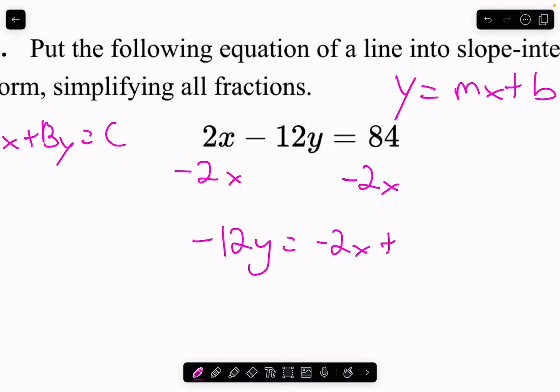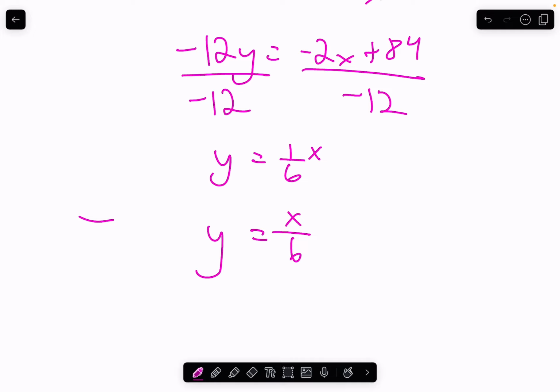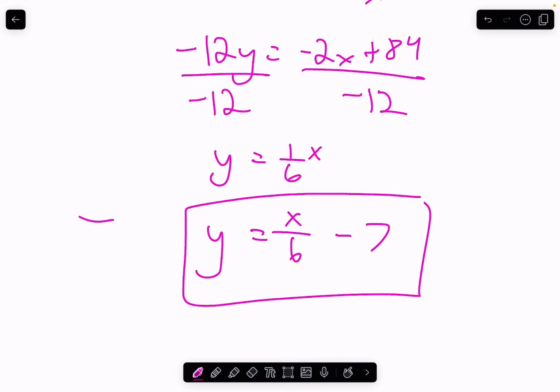So negative 2 divided by negative 12 is going to be positive 1/6. So 1/6 x. You also could write that as x over 6. And then 84 divided by negative 12 is going to give us a negative 7. All right. So we end up with y equals 1/6 x minus 7.